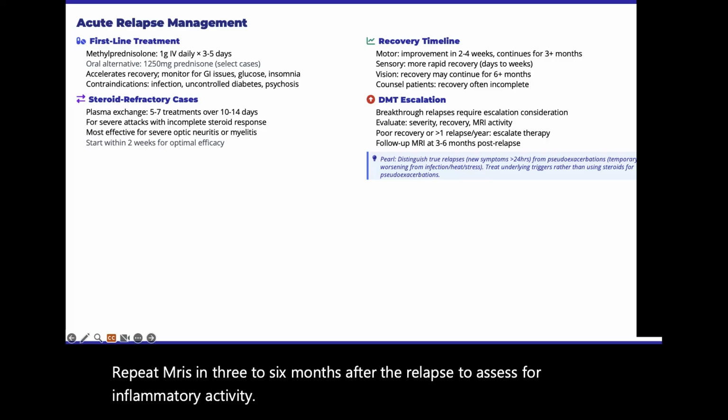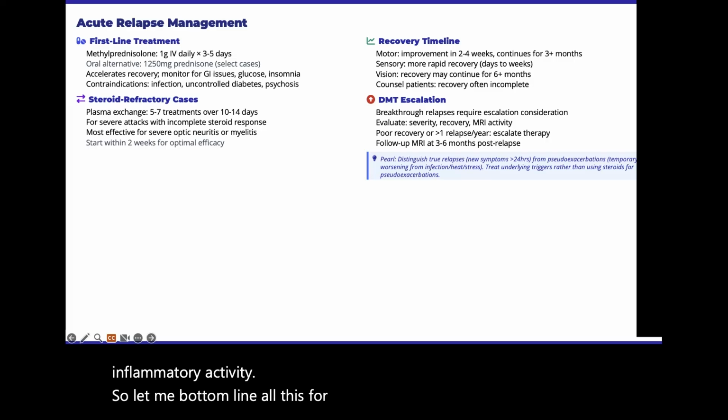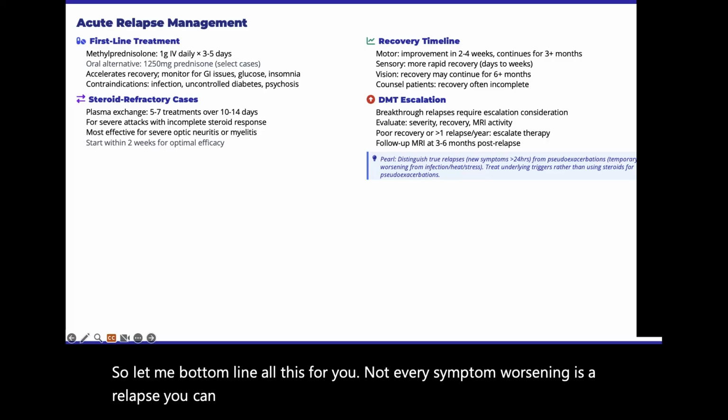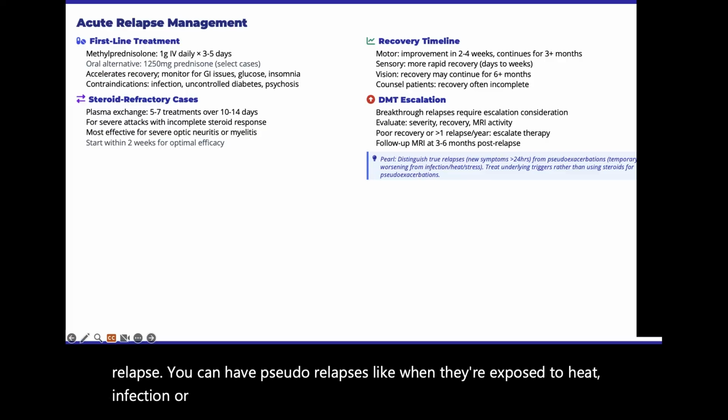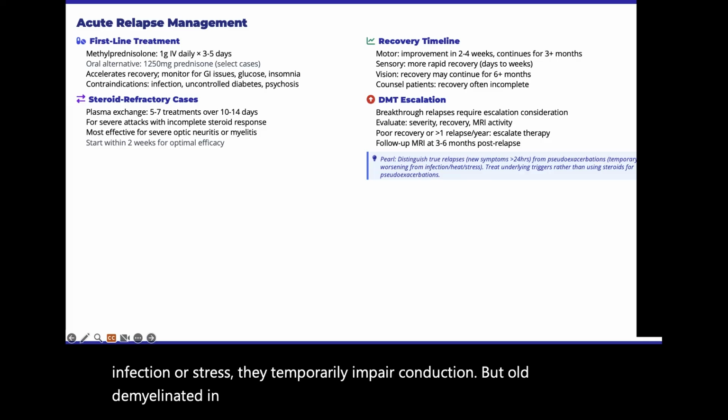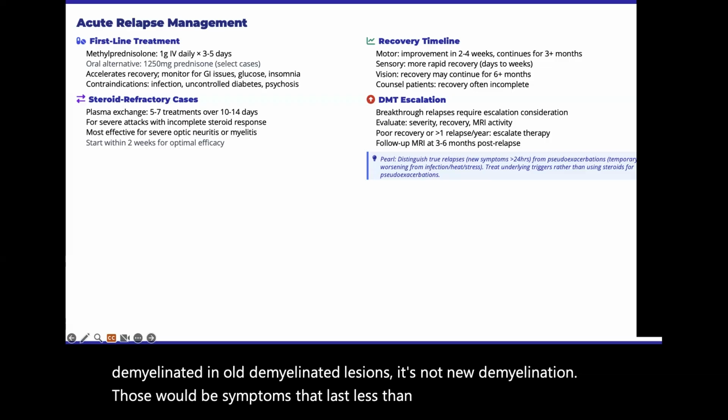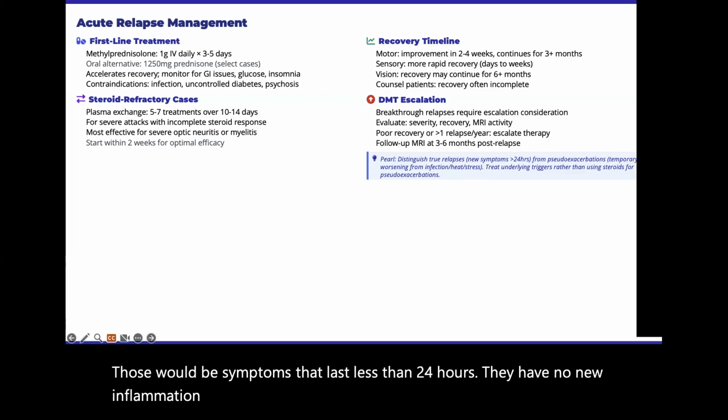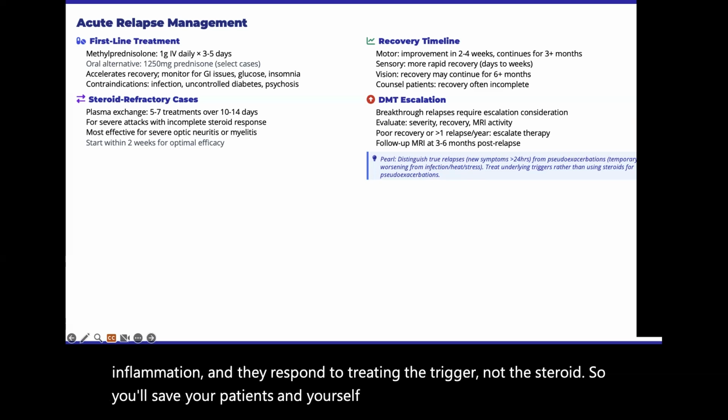So let me bottom line all this for you. Not every symptom worsening is a relapse. You can have pseudo relapses, like when they're exposed to heat, infection, or stress. They temporarily impair conduction through old demyelinated lesions. It's not new demyelination. Those would be symptoms that last less than 24 hours. They have no new inflammation and they respond to treating the trigger, not the steroid. So you'll save your patients and yourself a lot of trouble if you can make the distinction by identifying the trigger.